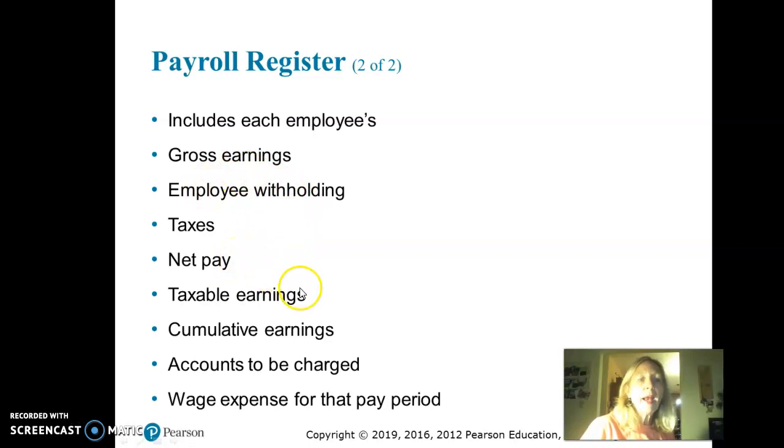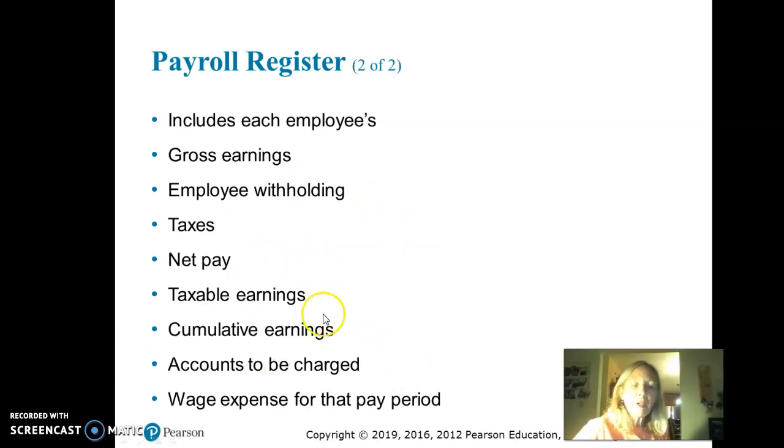The other thing we have to be aware of is their taxable earnings, because the employer has to match Medicare and OASDI. Remember, once you make $127,200, you no longer have to pay OASDI. You don't have to have that taken out of your paycheck. And then your cumulative earnings show how close you are to that 127,000. The majority of people don't make that much. They don't have to worry about it.